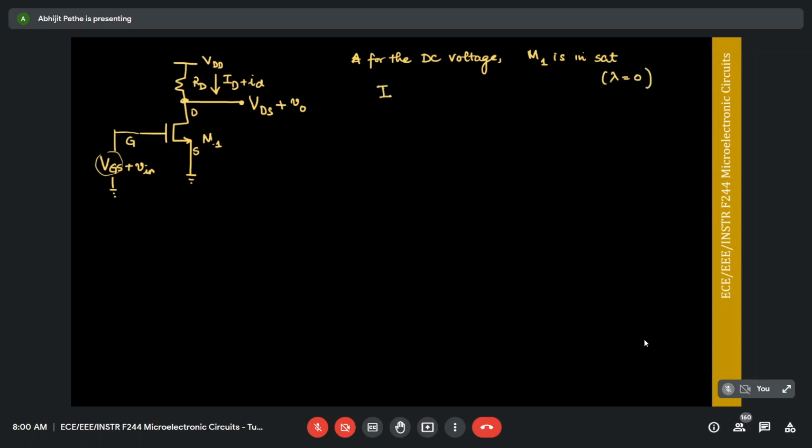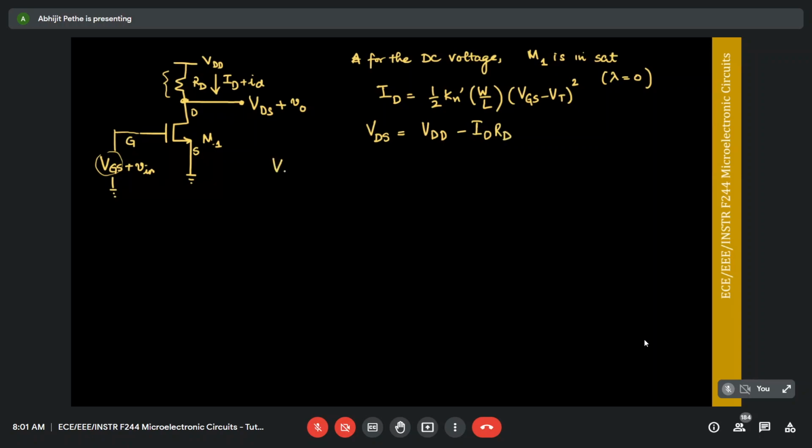When M1 is in saturation, ID can be written as half Kn prime W by L times VGS minus VT the whole square, because lambda is equal to 0 in this case. So ID is proportional only to VGS; VDS is immaterial. If I want to calculate VDS, it is given by VDD minus, so VDD is the entire voltage drop from supply to ground, out of which some potential will drop across the RD resistor because this current ID is flowing through RD. So this is given by ID RD, right?